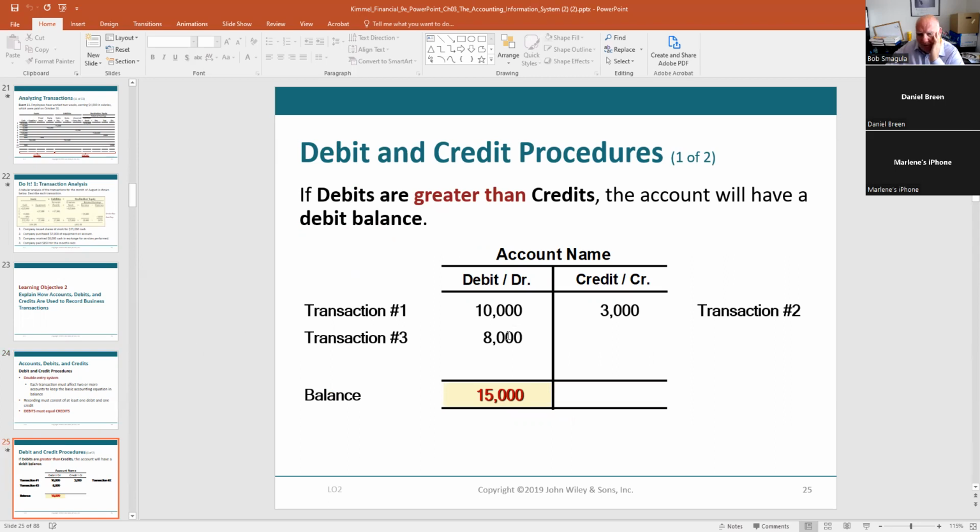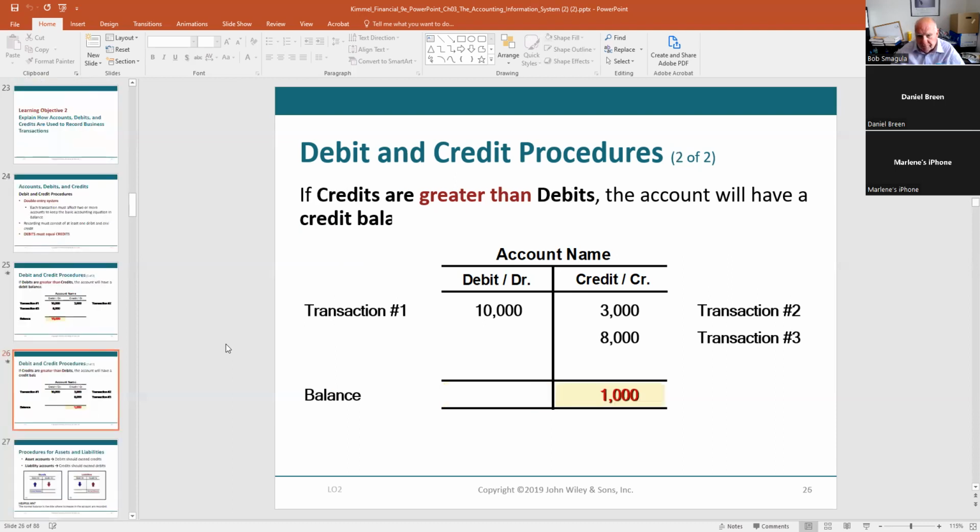So let's look at our general ledger here. Apparently we had no beginning balance. And then let's pretend this is cash. We brought in $10,000 in cash on the first of the month, say. And then on the second day, we spent $3,000. And then on the third day, we received another 8,000. 10 plus 8 is 18, minus 3 is 15. Okay. That's how you foot a T account.